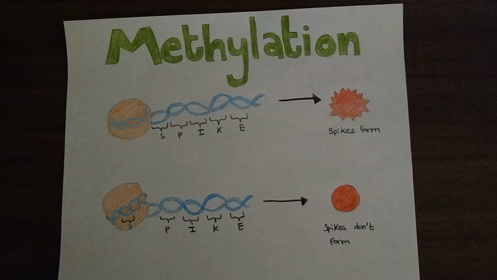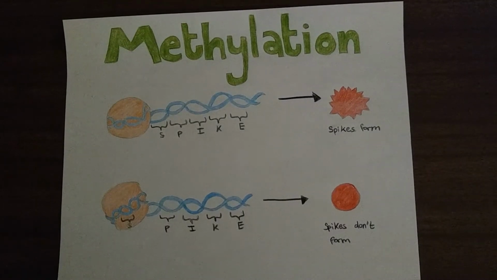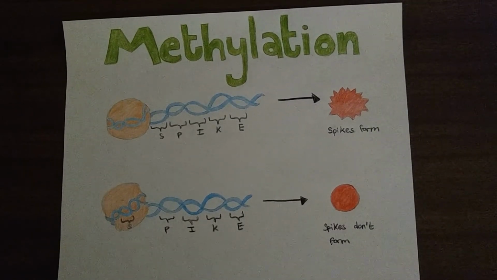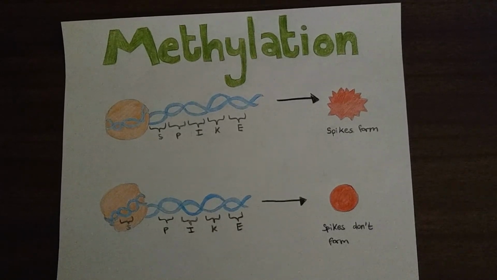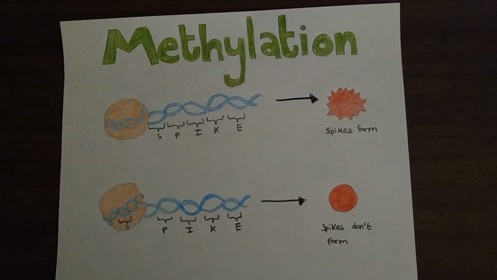If a part of a sequence is less exposed, an activator or repressor protein is less likely to bind to that transcription site. Some cells may have tighter DNA than others, resulting in some cells forming spikes and others not.